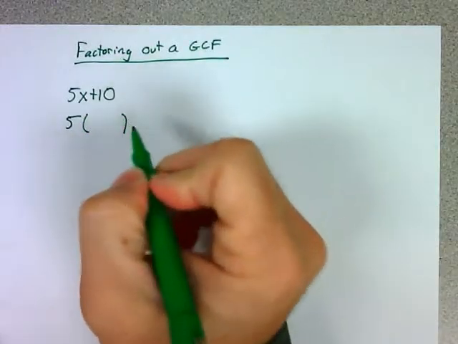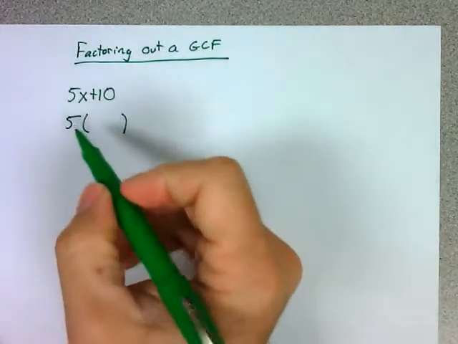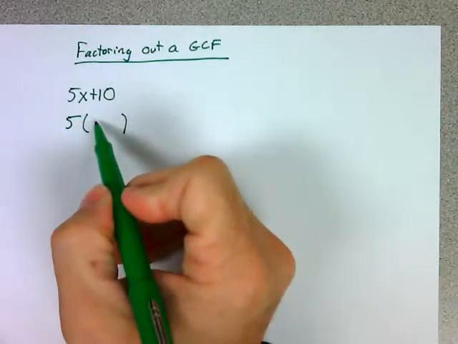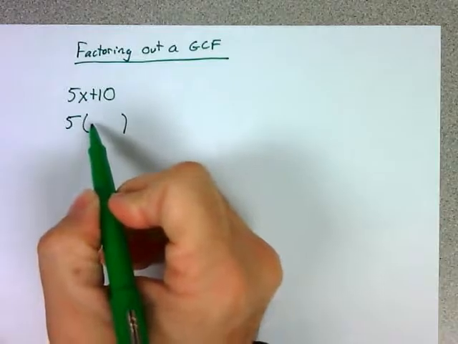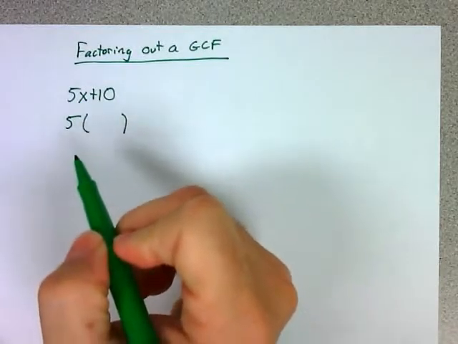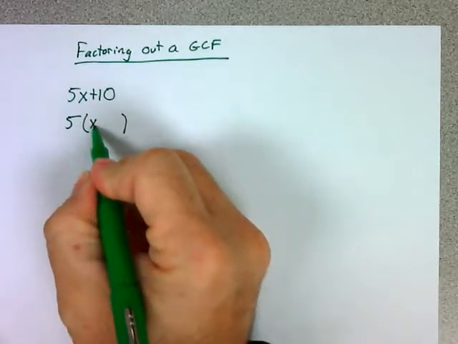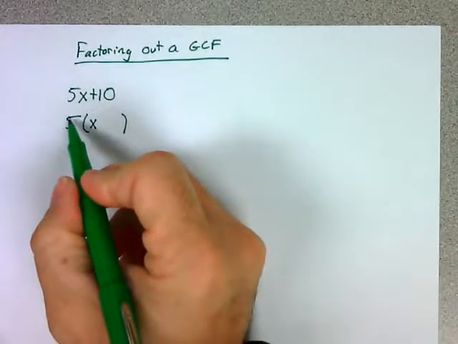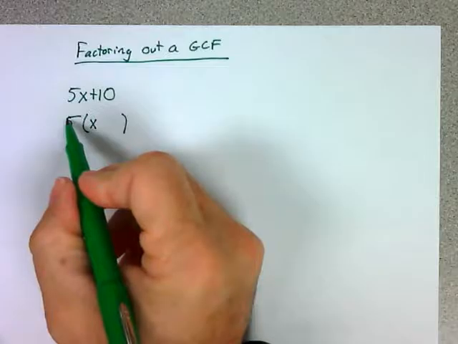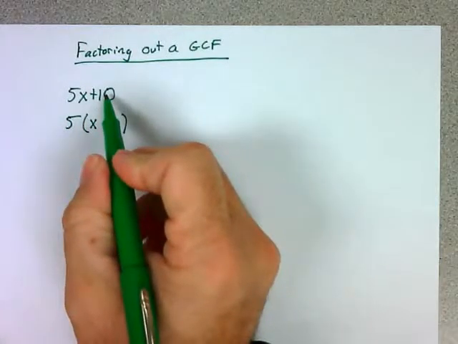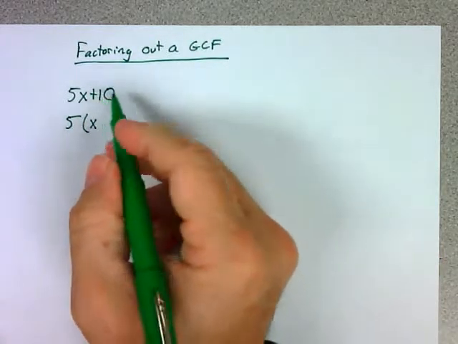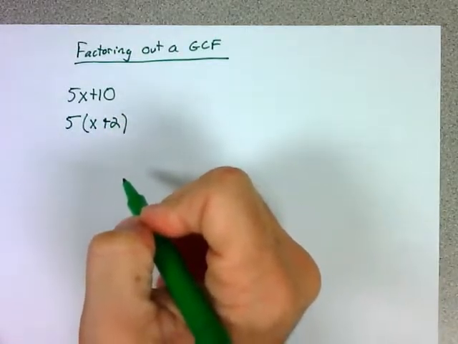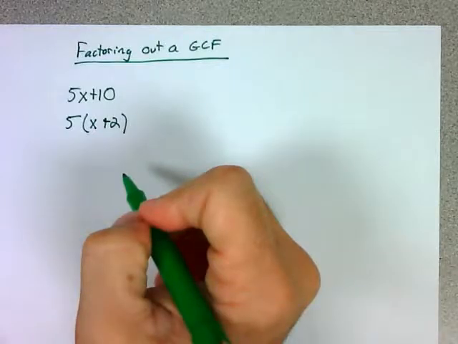If we pull a 5 out of each one of them, that's going to be our greatest common factor. What we still have to do is figure out what's left, and this is where the reverse distributing comes in. If we were to take this 5 and multiply it by this first term, what would we have to have here in order to get our 5x? In this case, it's going to be an x. We then look the same way to see what we have to multiply this GCF by here in order to get 10. To get 10, we're going to need a positive 2. So we end up with 5 and then in parentheses x plus 2.